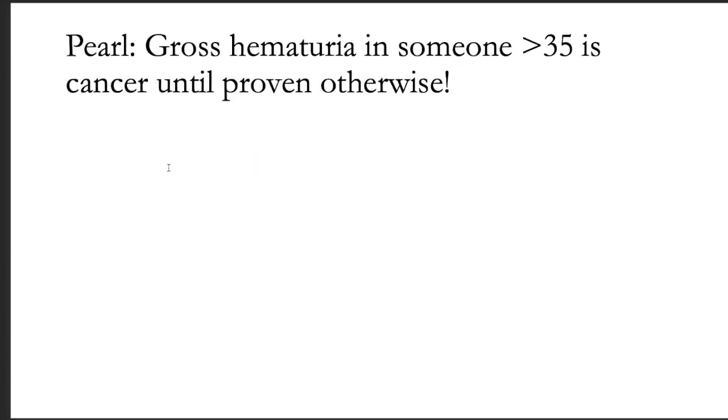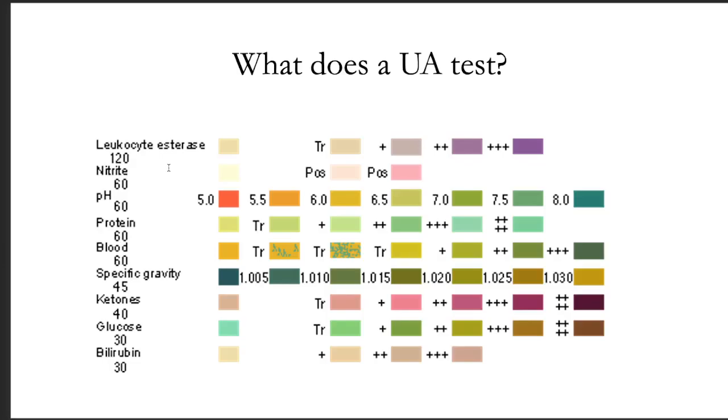One thing you have to know is that if you have gross hematuria in someone over 35, this is cancer until proven otherwise. When it comes to test questions, you can't go wrong with this. There's very few times where it's appropriate to simply reassure someone with hematuria and not do a workup. Hematuria is a lot like chest pain. It's going to trigger a workup. Just keep that in mind.